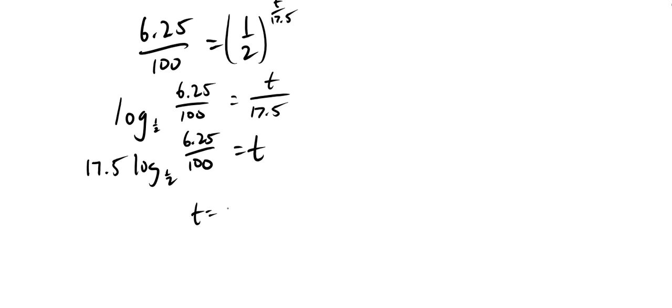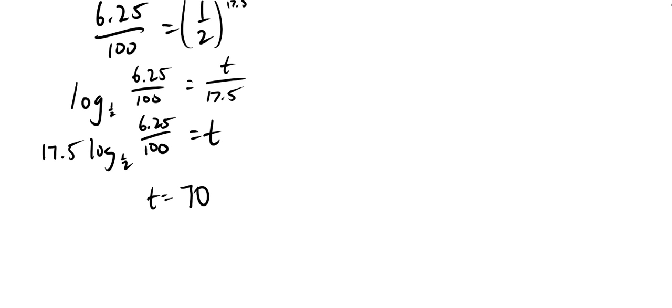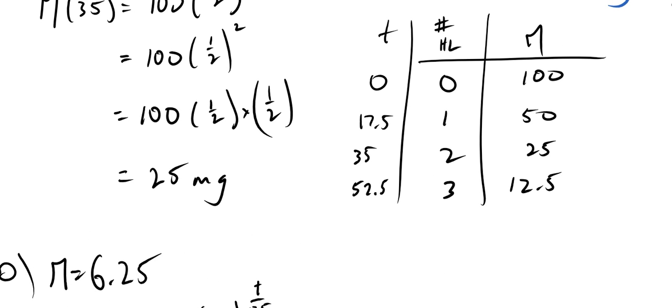Anybody do it? I got 70. Try it yourself and see if you can get 70. Make sure you know how to use your calculator. Interpret that for me. 70 days, what does that mean? Very nice. If I go back up to my table and continue it with another 17.5 days, I'd be at 70. That'd be 4 half-lives, and that would be 6.25 milligrams remain. So we almost had it in our table, but there you go, right? So that was an exact number of half-lives set up to work out.